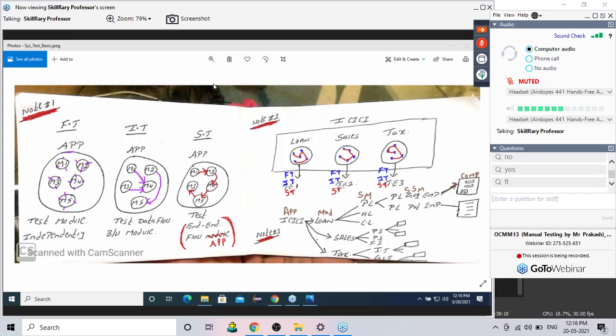They are modules. What are you talking about? They are components. Why are you saying modules? That means you have not attended functional testing only. Username, password, they are components. Why are you calling them modules?